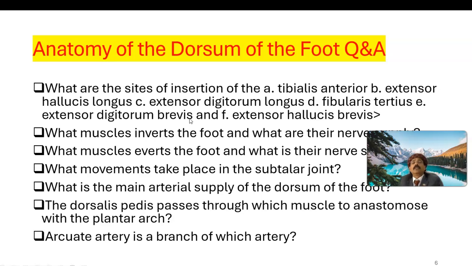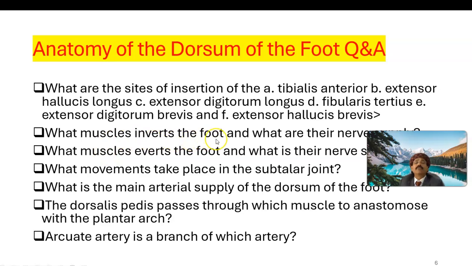Extensor digitorum brevis inserts to the proximal phalanx, extensor digitorum brevis other tendons will go to the middle phalanx of second, third, fourth, and fifth toes. Extensor hallucis brevis will insert to the base of the proximal phalanx of the great toe.